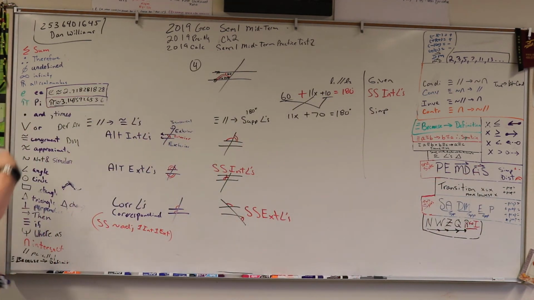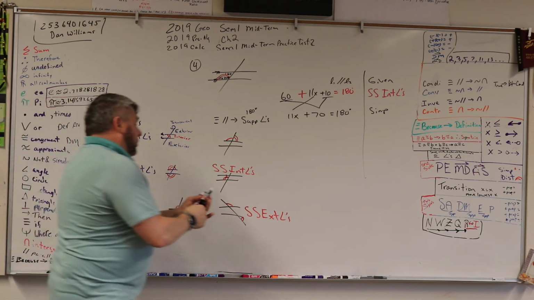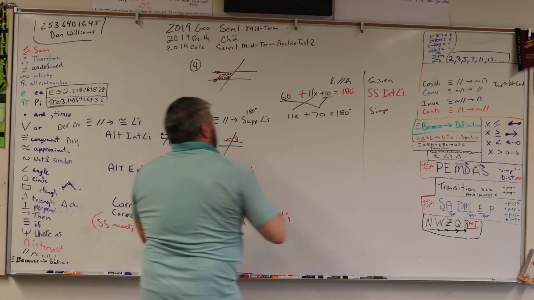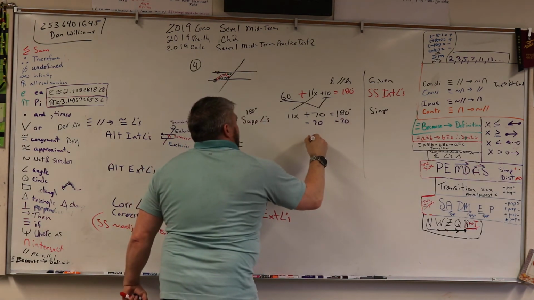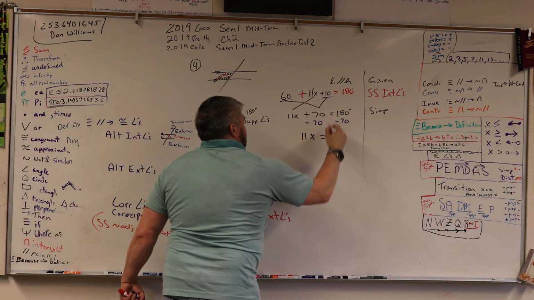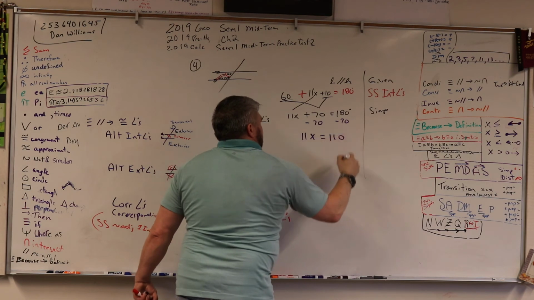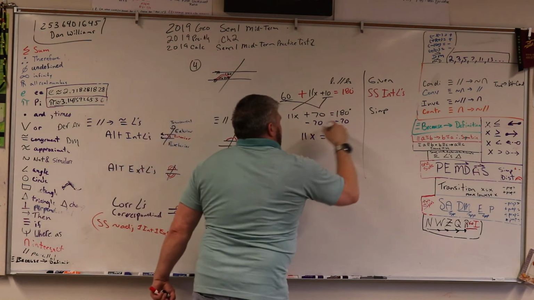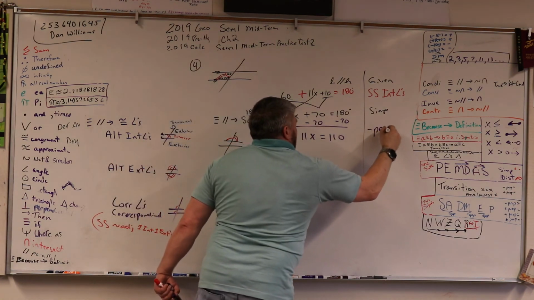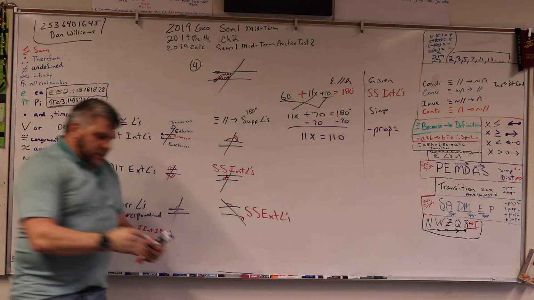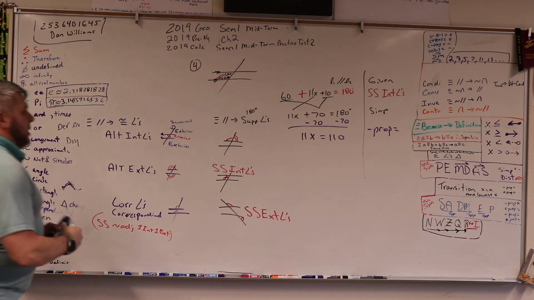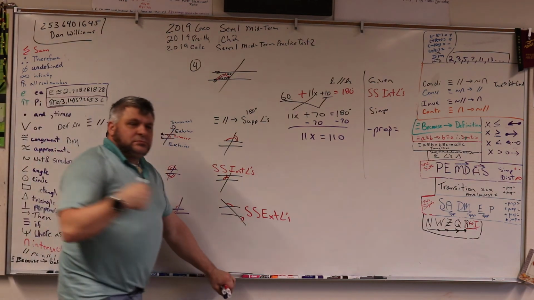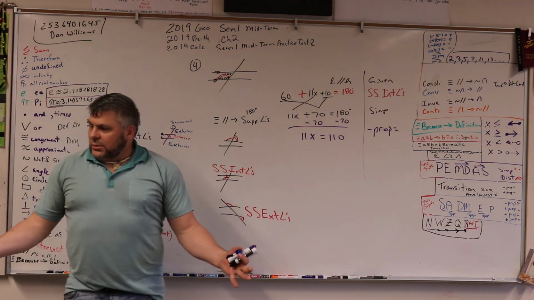So then this one, we're going to do subtraction of 70 on both sides. So we get 11x is equal to 110, right? And that's subtraction property of equality. Good job. X is 10. Yes. So now, how'd you get x is 10?